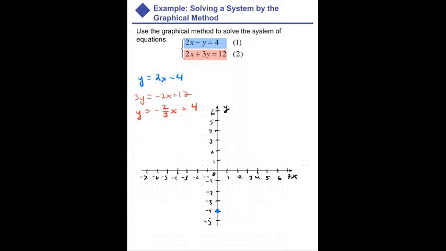So up 2 and right 1. Up 2 and right 1. Up 2 and right 1. Up 2 and right 1 is there, right? If we connect these with a straight edge, okay, we get a graph like this.